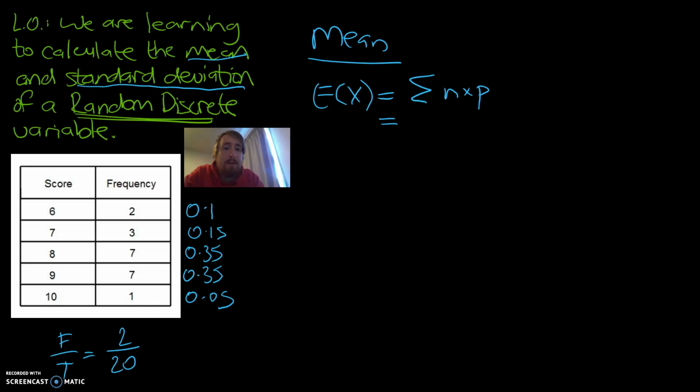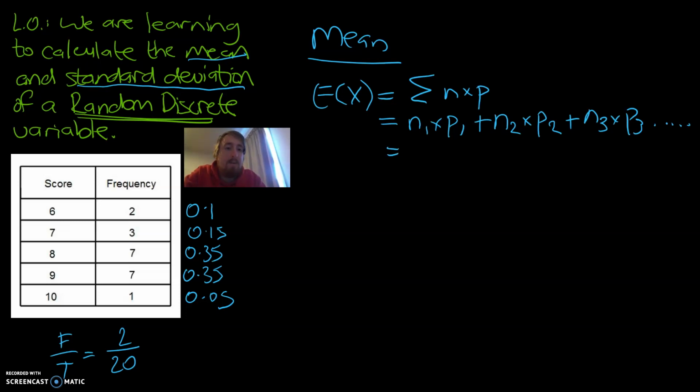So what we need to do is n1 times p1. That means we do the first variable times its probability. We then add the second variable times its probability, and we keep that process going. We'll times the third one by its probability, and we keep going until we've done that for all of the available variables. So let's get into our table.